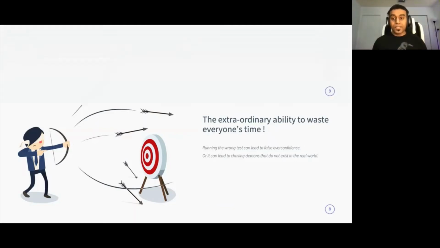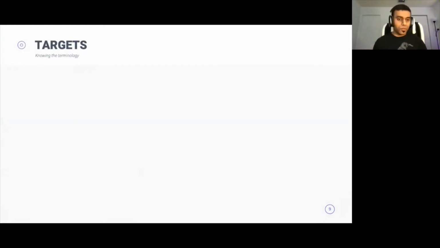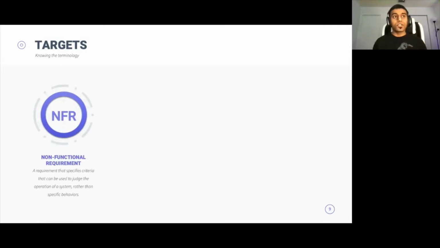But that brings me to the main learning from this story, which is targets and knowing the right terminology around targets. So there's a lot of confusion overall regarding a few of the terms. So I wanted to call these out. Setting these out from the beginning and getting everyone on the same page has helped prevent some of the.